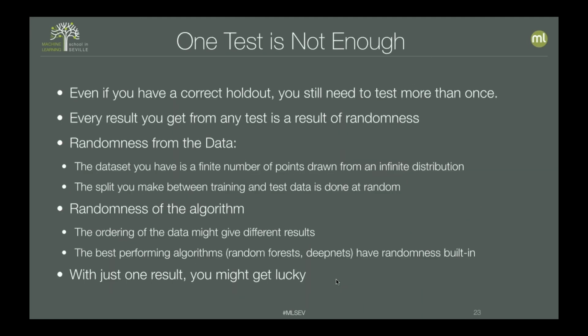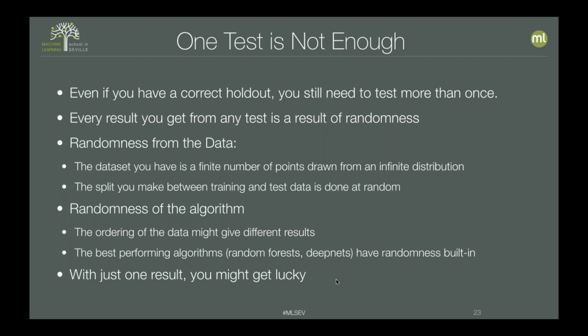And then finally, one test is not enough. If you just do a single train and test split, you're relying on the whims of randomness to give you the right answer. You've got randomness in there from the data, because the data set is only a finite number of points drawn from some distribution. You could have more training data, and you don't. You happen to have the training set that you have, and so that's a source of randomness.